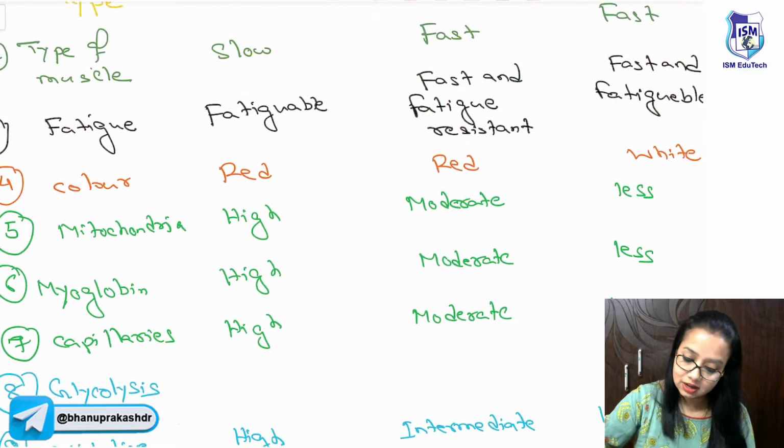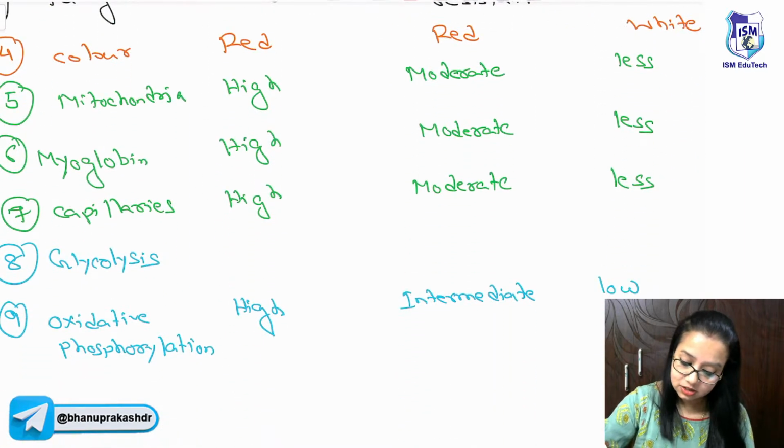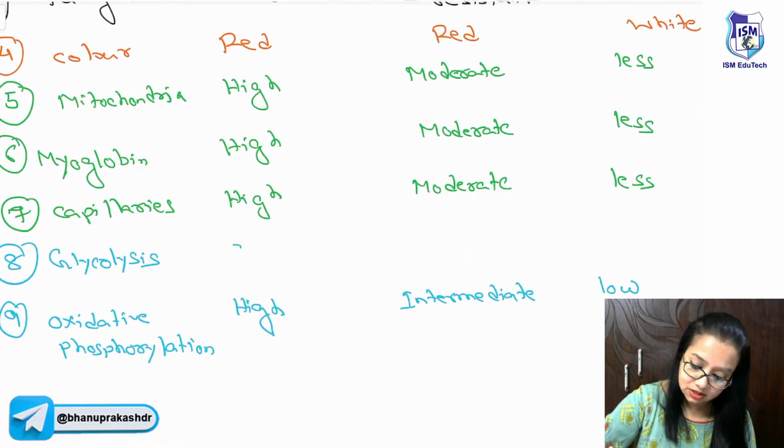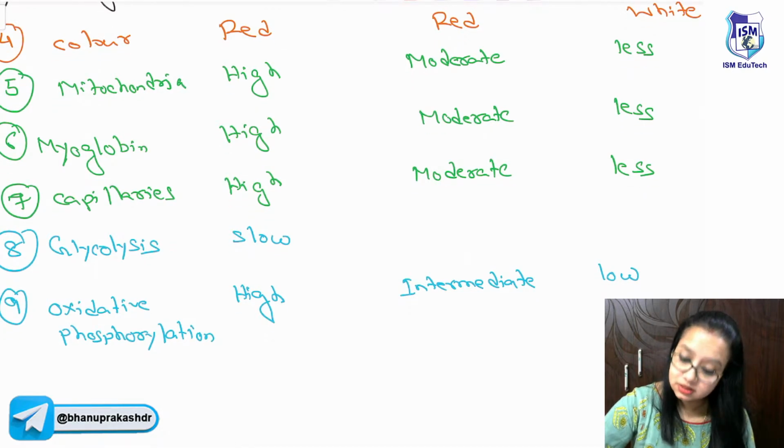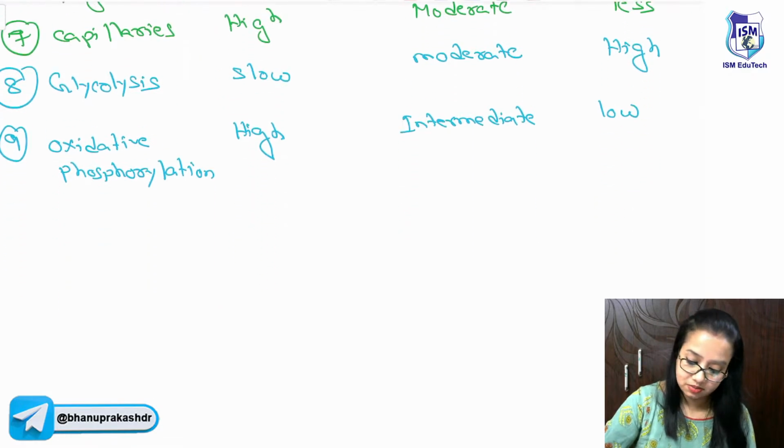And coming to glycolysis, type 2 fibers are glycolytic, but type 2B is more glycolytic. So in type 1, it is very low. Type 2A is moderate, whereas type 2B is high. This is a way to remember.